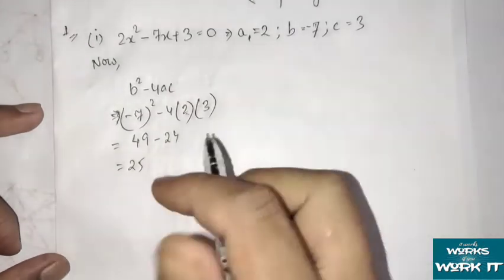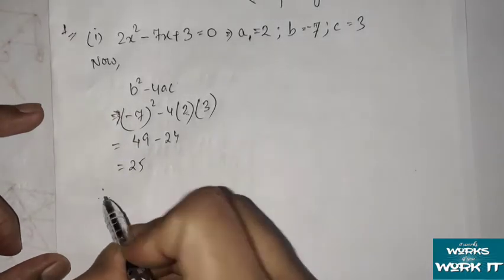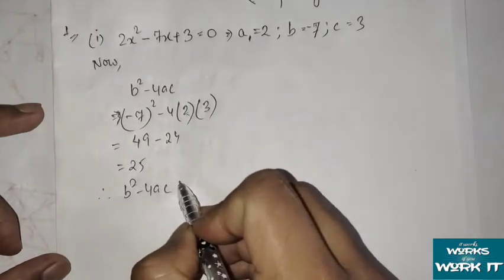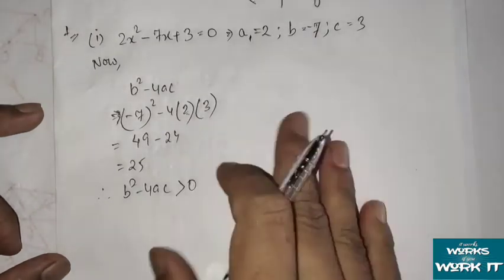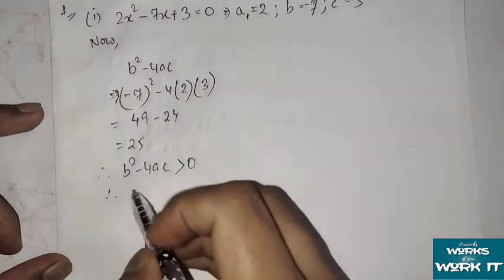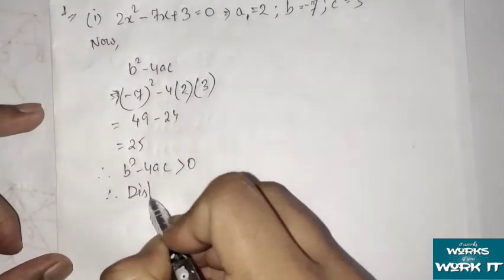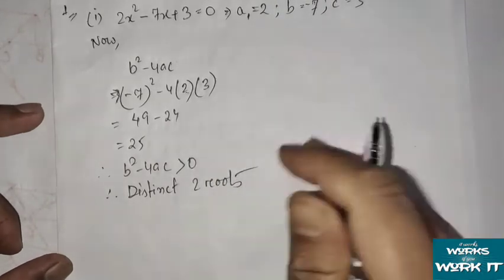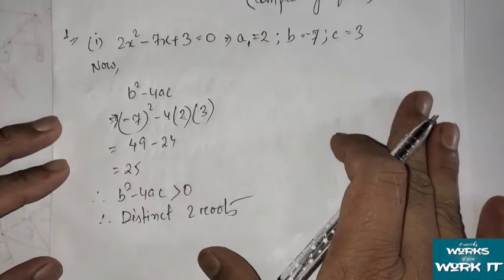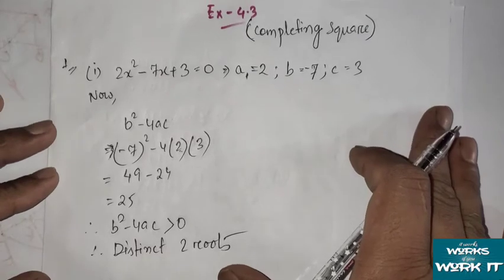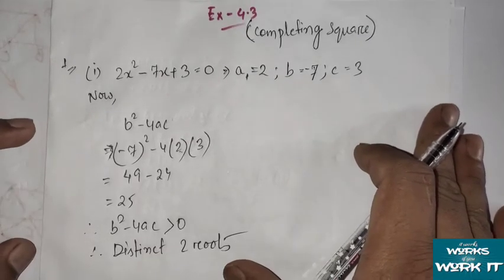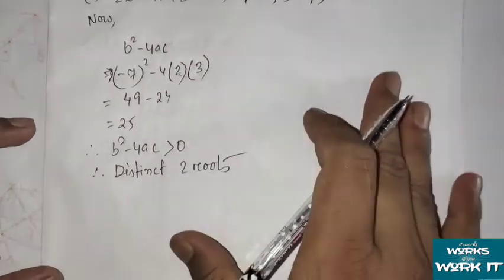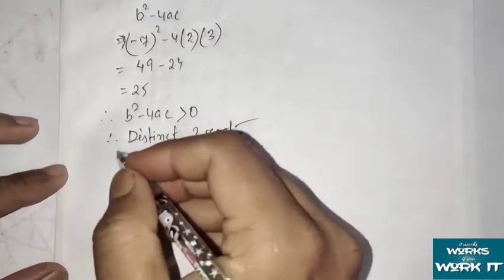25. So if we go through the nature of the roots, when b square minus 4ac is greater than 0, so what will it have? It will have two distinct roots. Okay, whatever the values of roots will be, they will be distinct. That means separate numbers, separate roots will be coming for the value of x. Okay, so now we will start the completing square method.